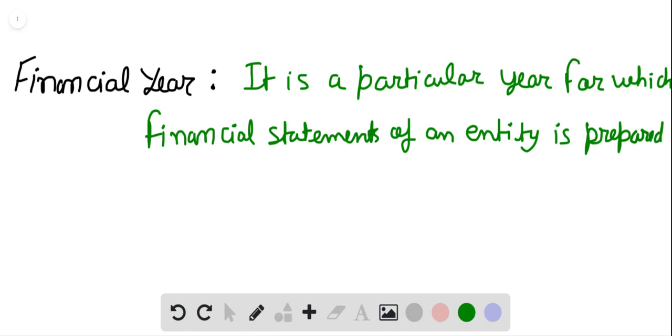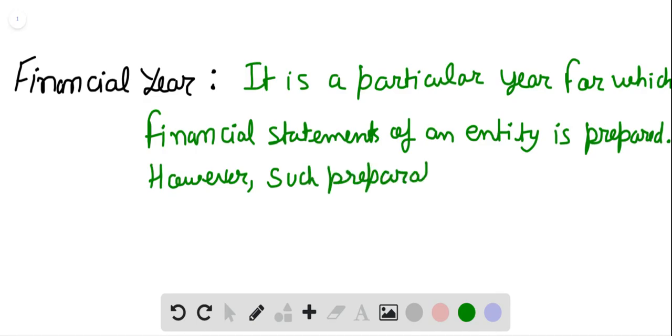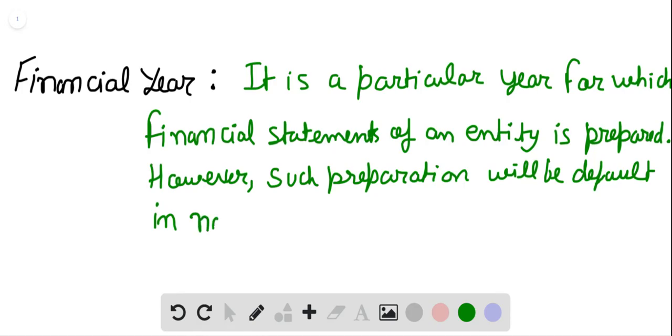However, such preparation will be default in nature. So what do we mean by default in nature? Means that an entity has to prepare financial statements for a particular financial year.